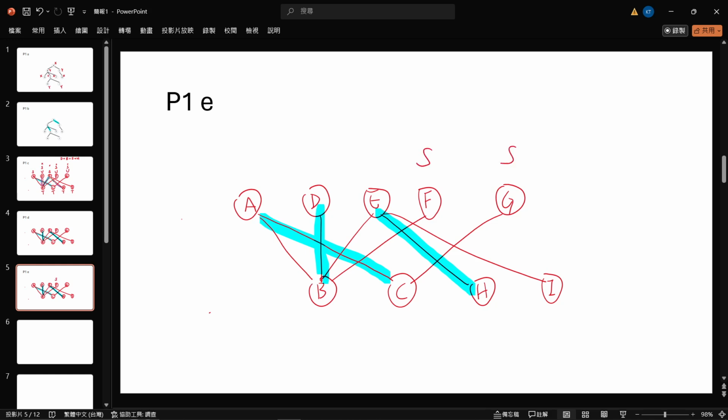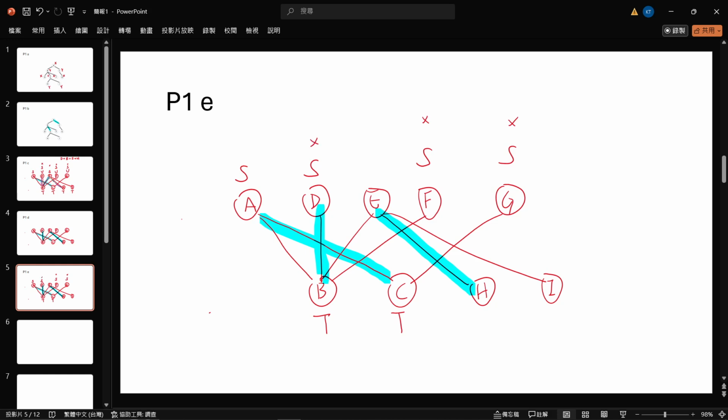Okay, so initially F and G are in S because they are not saturated. Starting from F, we can reach B. Therefore, D is also in S. Okay, and then starting from G, we can reach C. Therefore, we can reach A.